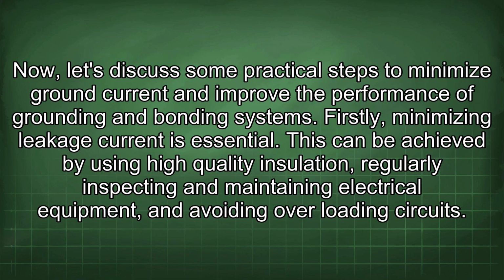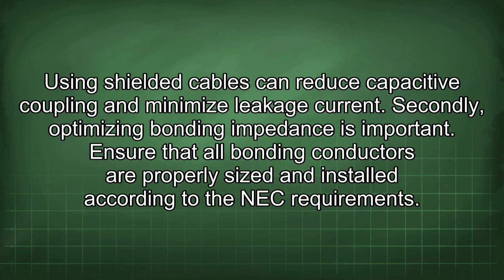Now, let's discuss some practical steps to minimize ground current and improve the performance of grounding and bonding systems. Firstly, minimizing leakage current is essential. This can be achieved by using high-quality insulation, regularly inspecting and maintaining electrical equipment, and avoiding overloading circuits. Using shielded cables can reduce capacitive coupling and minimize leakage current.